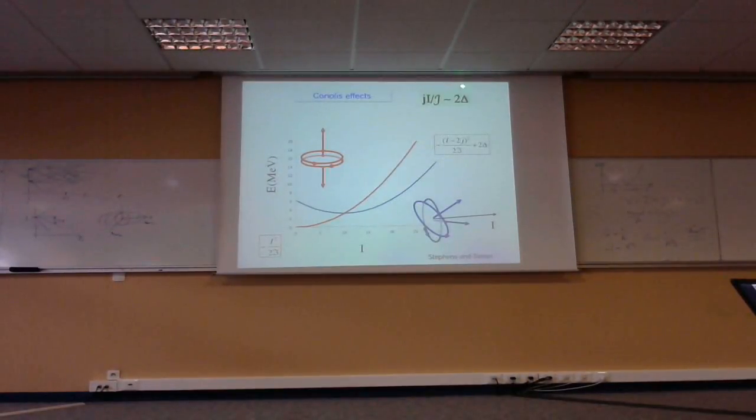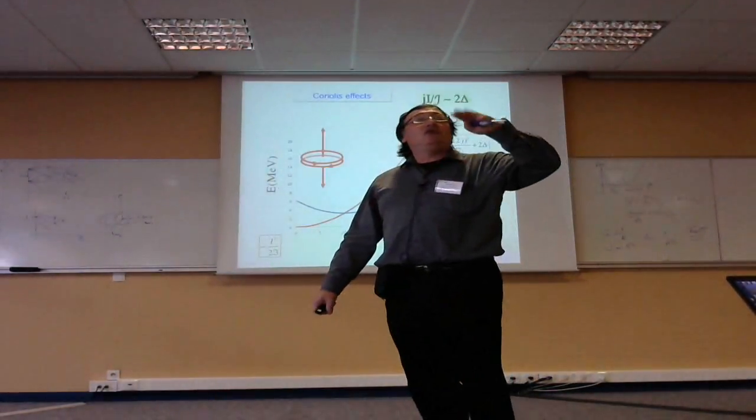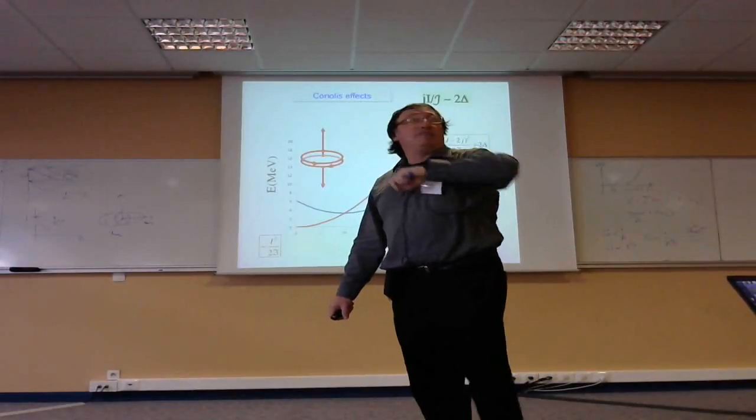It's the so-called backbending mechanism, and the reason why will become apparent in a minute. Essentially, it happens when this term, which is the Coriolis term, J dot I, divided by the moment of inertia, becomes something of the order of the 2 gap. So the first particle to align will be that one of a high J. The lower angular momentum will come later.